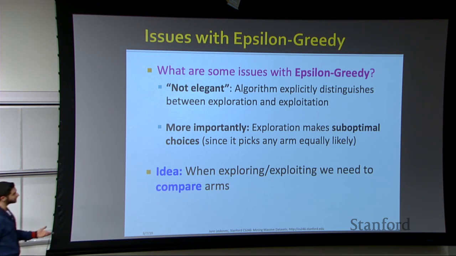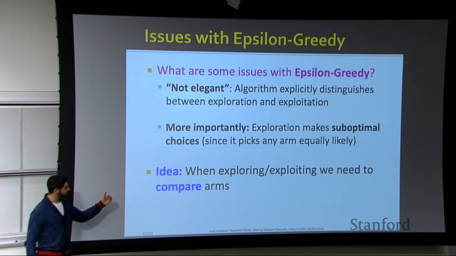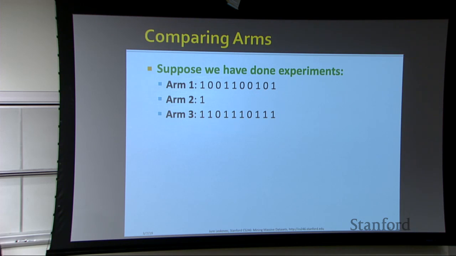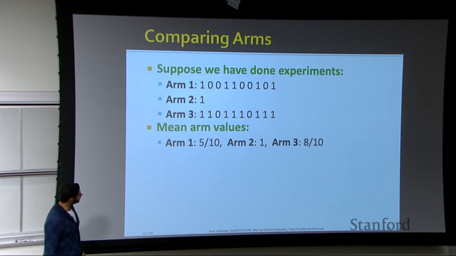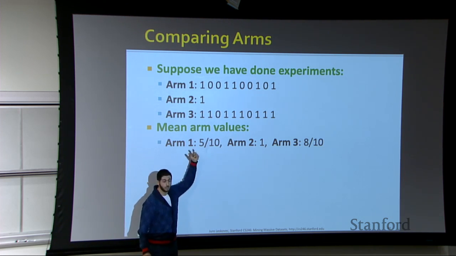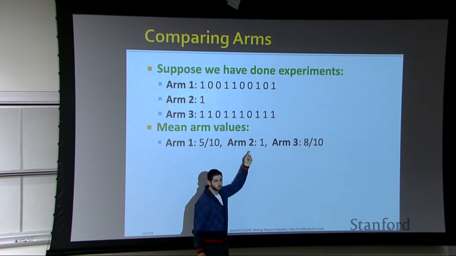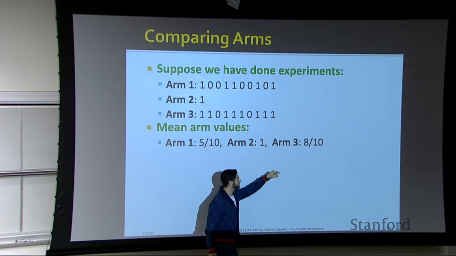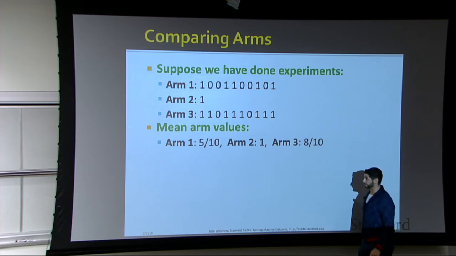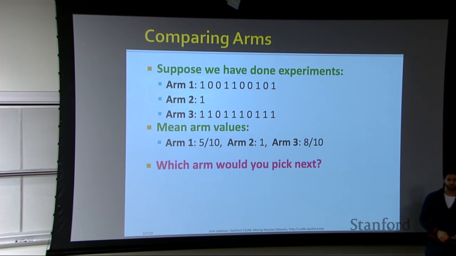The idea is that exploring and exploiting need to compare the estimated outcomes of the different arms. So how do we compare the arms? Let's go with this very simple example. Now instead of two, we have just three arms, and for some of them we have quite a lot of values. For arm one, we know that 5 times out of 10 we get a positive outcome. For arm two, we just have one instance, but we know that it was a positive one. And for arm three, we know that we get the coin 8 times out of 10. Which arm would you pick next? And how would you make your choice?